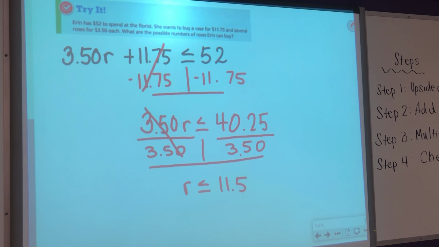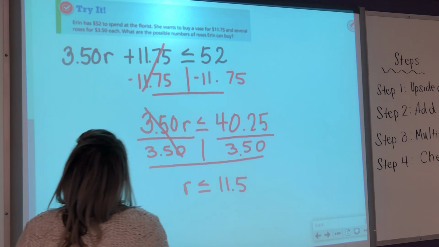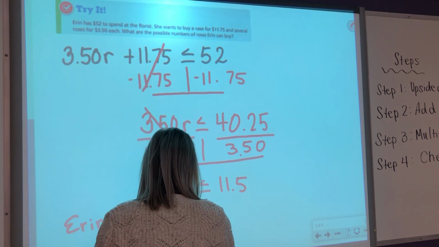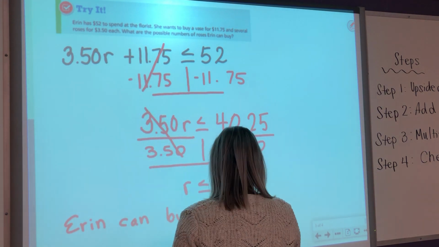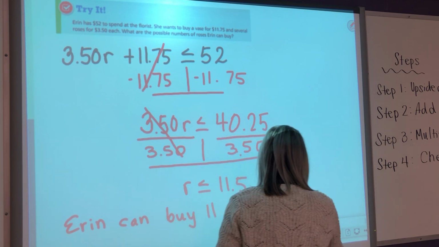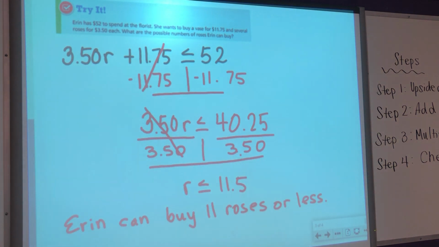Okay. So what does this mean to us? Mason? 11 roses. Okay. So this means that Erin can buy 11 roses or less, right?